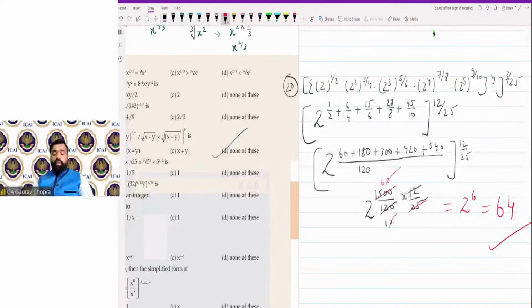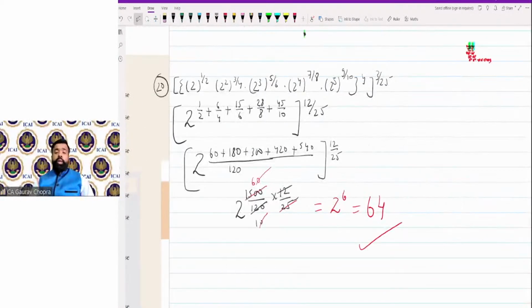So it was one way, but this was lengthy. If you want, you can cancel from this step. If you want, you can cancel here directly. So 6 and 4 can be cancelled. It will become 3 by 2.